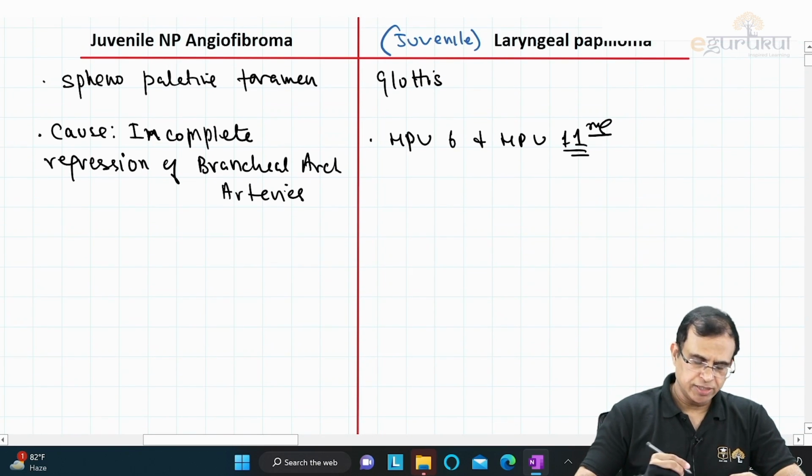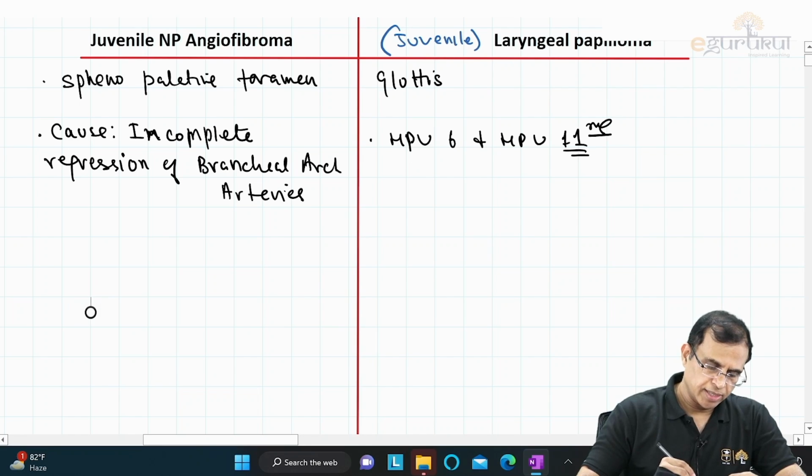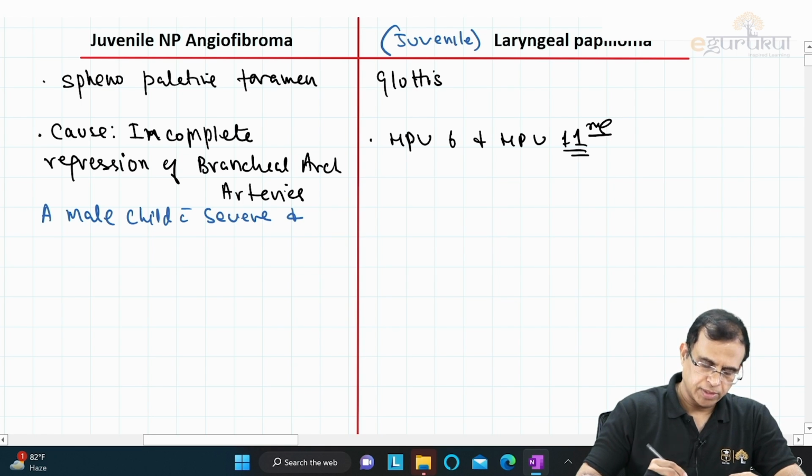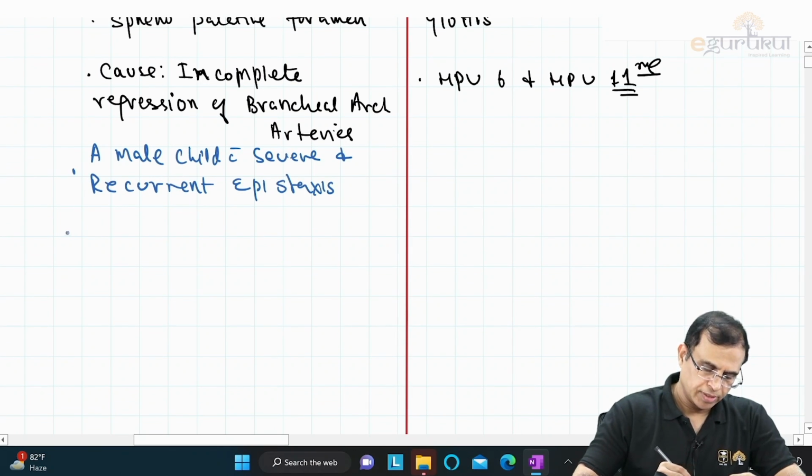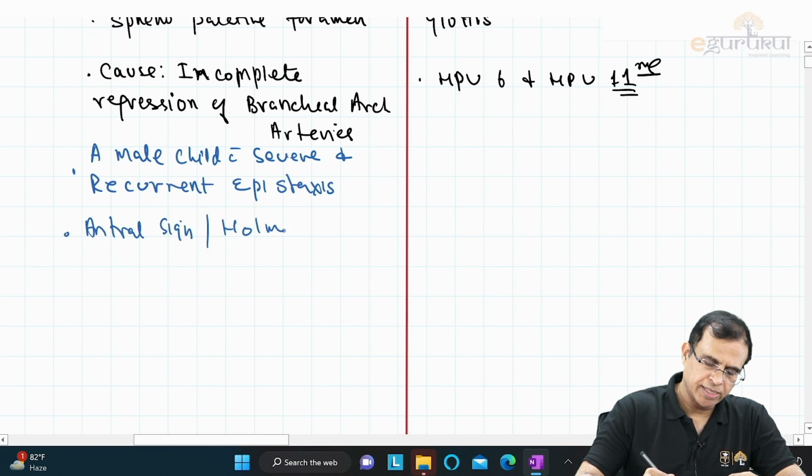So, the presentation is, in angiofibroma, a male child with severe and recurrent epistaxis. And there are two signs. There is the antral sign, which is also called Hallman-Miller sign, and there is frog face.